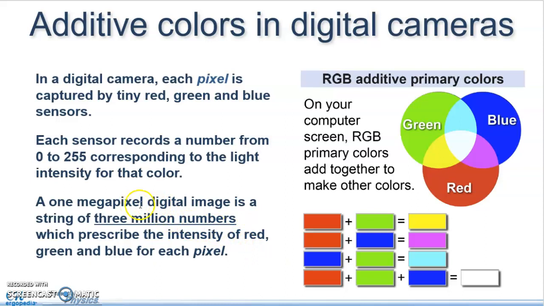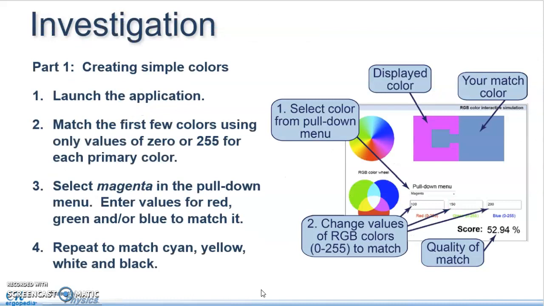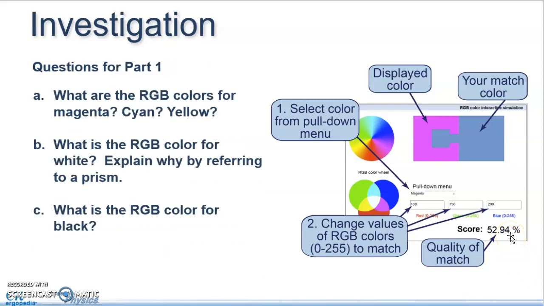Something wild for you to think about is that a 1 megapixel digital camera is going to be a string of 3 million numbers that tell the intensity of red, green, and blue for each pixel. And a lot of new phones have cameras that are up in the 20-ish megapixel range. Alright, so go play with this interactive simulation, try it out, maybe try some color matches, make some colors, and you get to score yourself there. That's fun too.